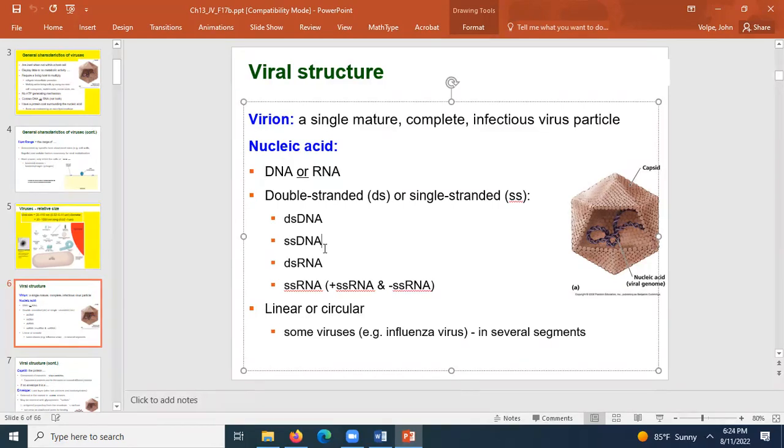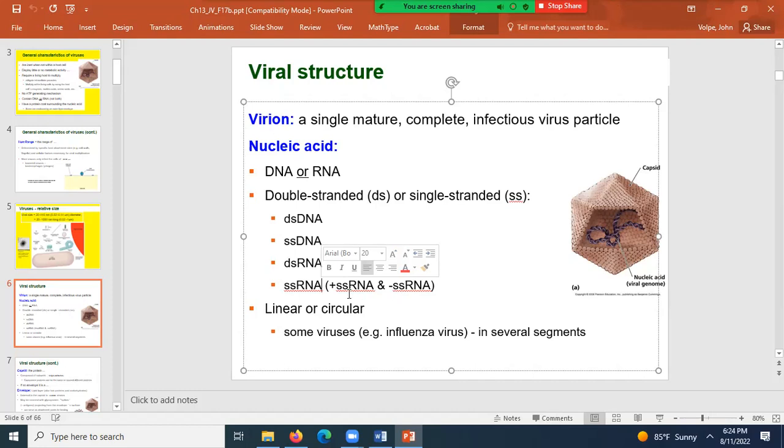Okay. Viruses can have double-stranded RNA genomes. This is unheard of in cells. Cells do not have double-stranded RNA. Viruses can also have single-stranded RNA molecules for their genome. If we're talking about a single-stranded RNA molecule, it's important to distinguish: is it a positive strand, single-strand RNA, or a negative strand, single-strand RNA?